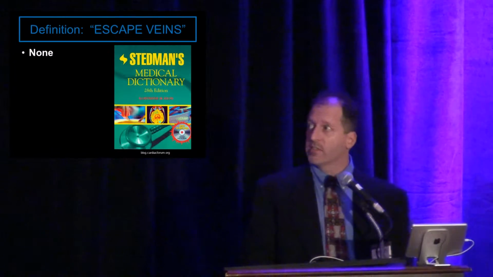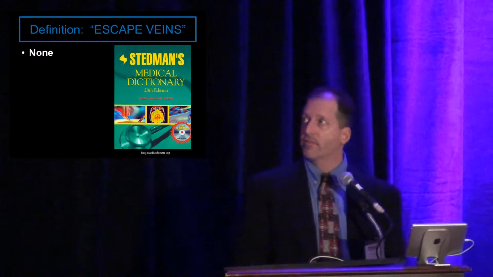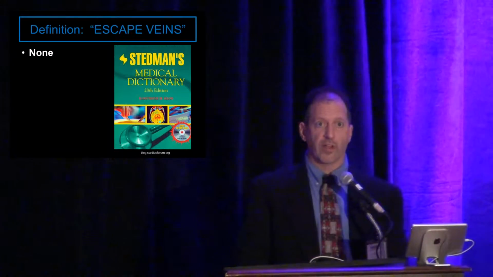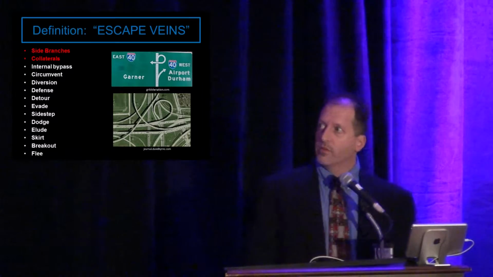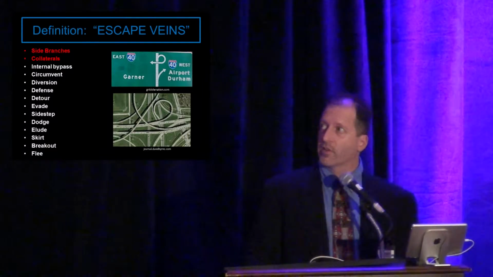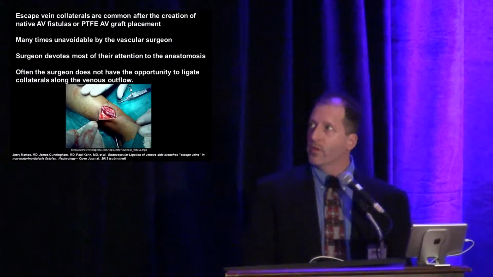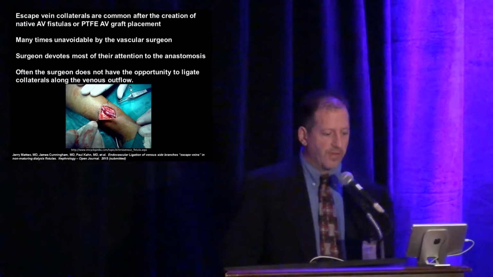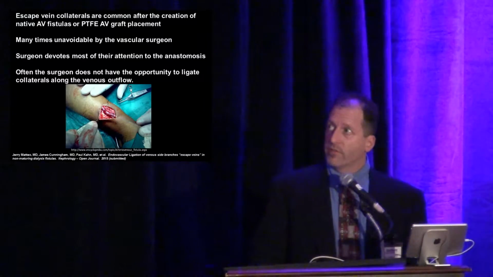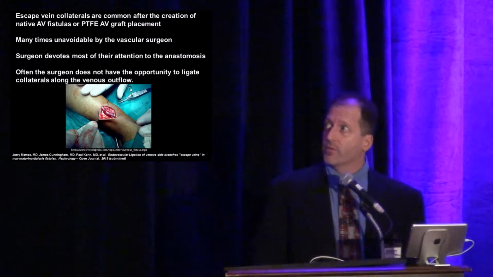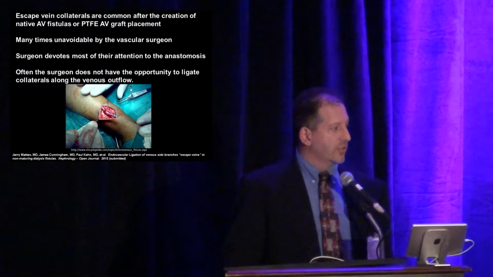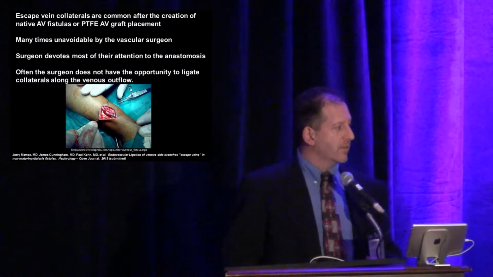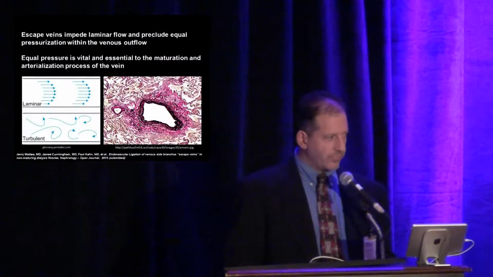If you look in the Stedman's Medical Dictionary, you will not find the definition of escape veins. If you looked in a regular dictionary, you'd see lots of different definitions of it, but we're going to be using side branches and collaterals for escape veins. So escape vein collaterals are common after the creation of native AV fistulas or PTFE graft placement, and many times it's unavoidable by the surgeons because the surgeon devotes most of their time to the anastomosis. Often the surgeon doesn't have the opportunity to ligate these collaterals along the venous outflow.